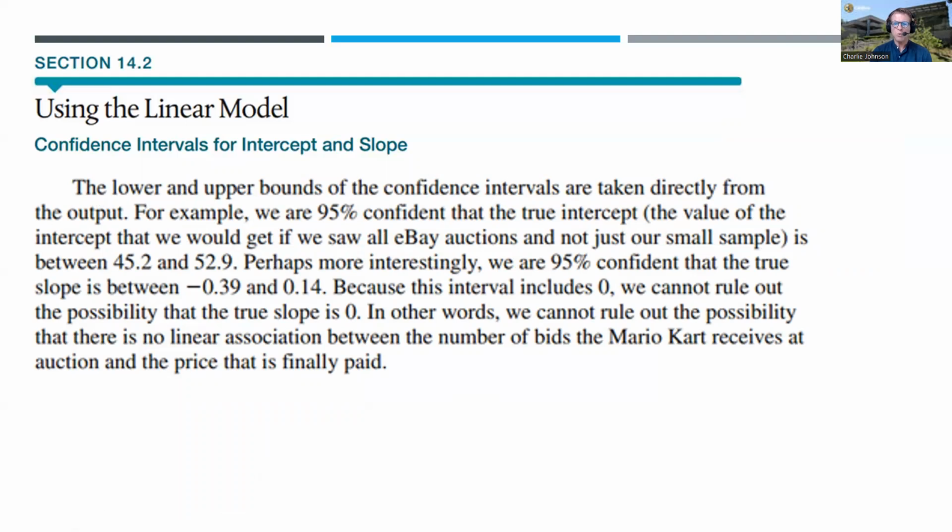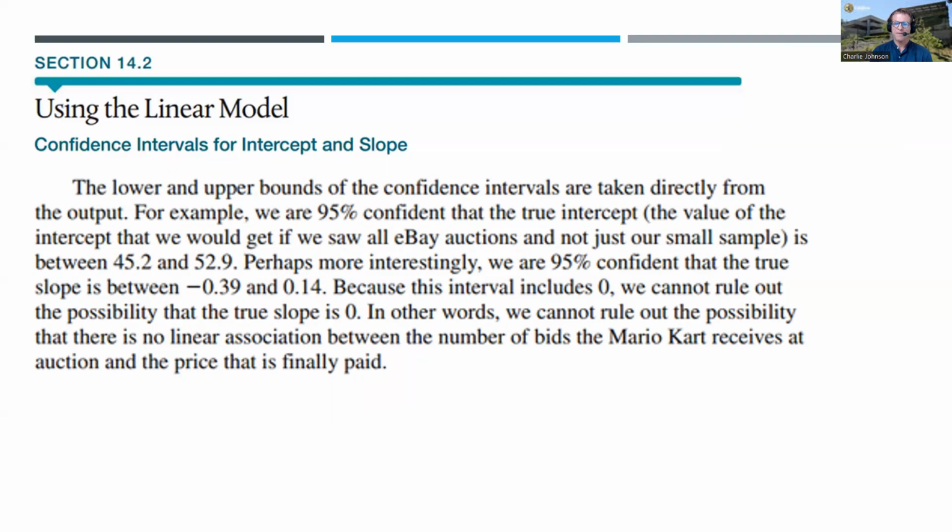For example, we are 95% confident that the true intercept, the value of the intercept that we would get if we saw all eBay auctions and not just our small sample, is between 45.2 and 52.9. Perhaps more interestingly, we are 95% confident that the true slope is between negative 0.39 and 0.14.